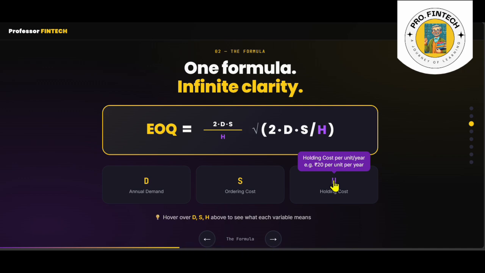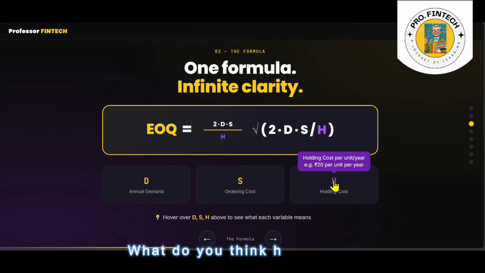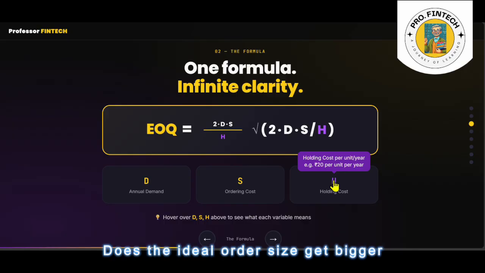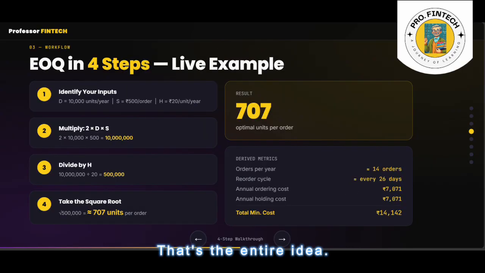Here's a fun prediction game. Based on just those 3 letters, what do you think happens to EOQ if holding cost H goes up? Does the ideal order size get bigger or smaller? Hold that thought. We will prove it with a slider in a few minutes. 3 numbers go in. 1 optimal order size comes out. That's the entire idea.